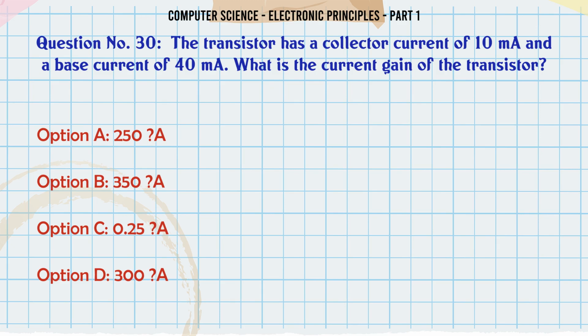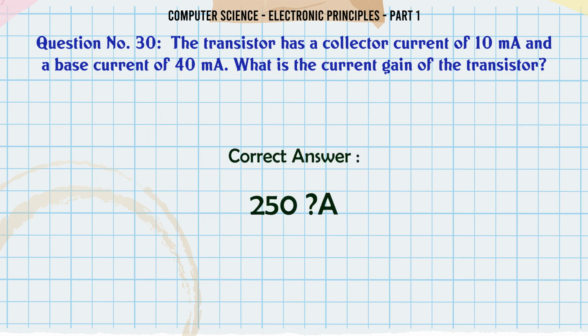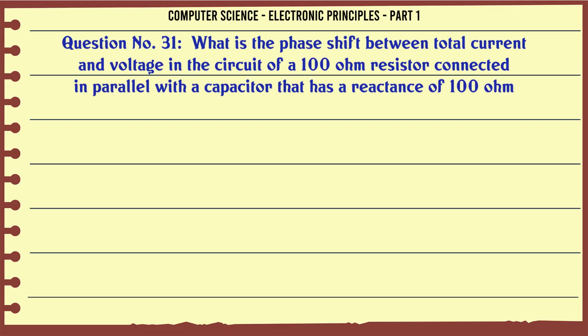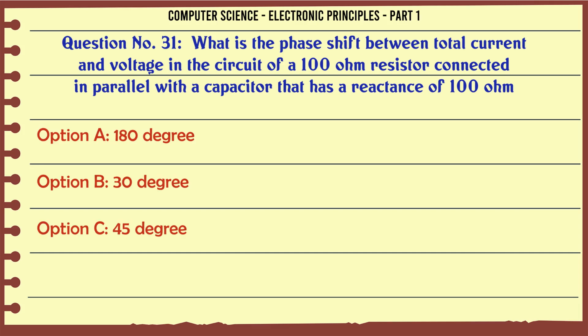The transistor has a collector current of 10 mA and a base current of 40 mA. What is the current gain of the transistor? A. 250 A. B. 350 A. C. 0.25 A. D. 300 A. The correct answer is 250 A.